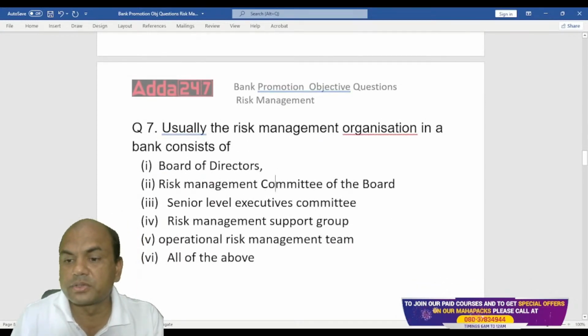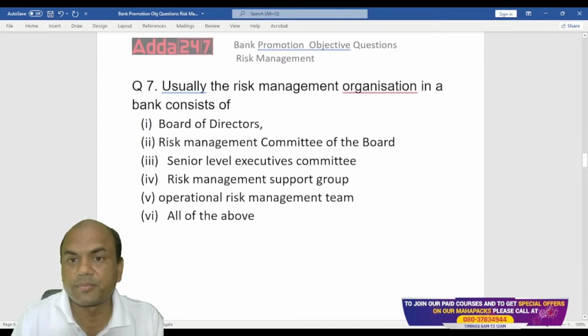Next one. Usually risk management organization in a bank consists of. So what does it consist of? Board of directors, risk management committee of the board, RMCB we call it, senior level executive committee, risk management support group, operational risk management team, and all of the above. So what does it consist of? Risk management team as such overall.